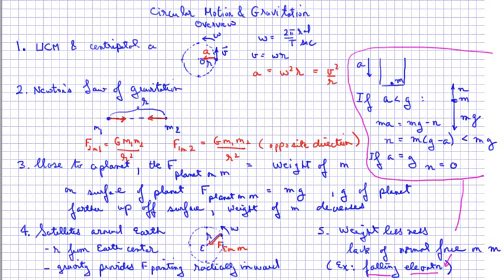I want to give an overview of circular motion and gravitation. The key concepts are, first of all, uniform circular motion, which we've looked at before, and centripetal acceleration. As you recall, for uniform circular motion, an object is going at a uniform angular velocity omega about a fixed center O at some radius r away from O.